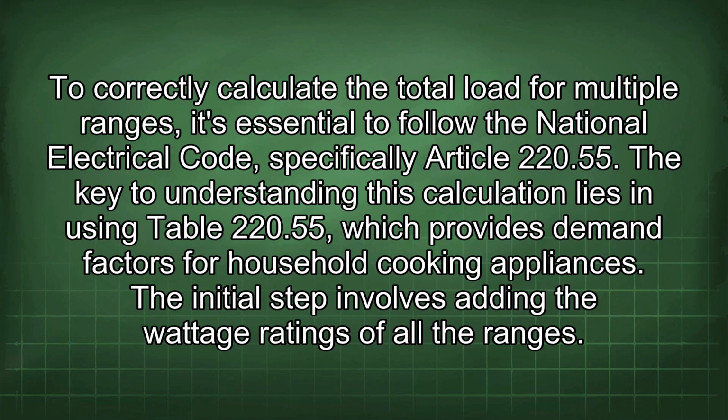To correctly calculate the total load for multiple ranges, it's essential to follow the National Electrical Code, specifically Article 220.55. A key to understanding this calculation lies in using Table 220.55, which provides demand factors for household cooking appliances. The initial step involves adding the wattage ratings of all the ranges.